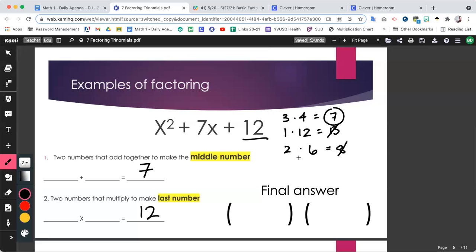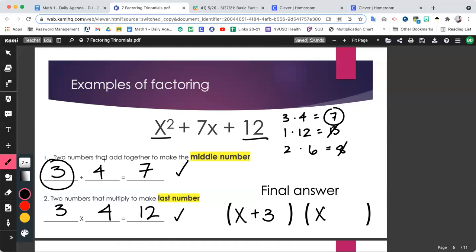That's what I want. So we write that down in the blank spots. Again, it has to work for both of these questions. Okay. And then we just double check. Does 3 plus 4 equal 7? Yep. Does 3 times 4 equal 12? Yep. So the way you write your answer is you look at the lead variable, which is x. Then you write down the first number, plus 3. And then x, and the second number, plus 4.